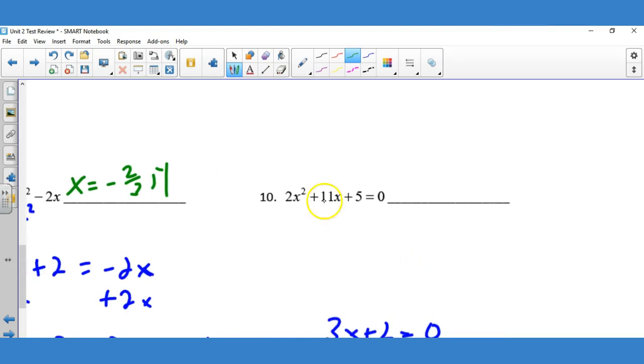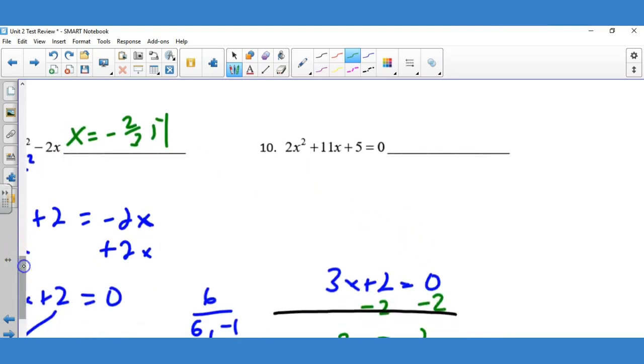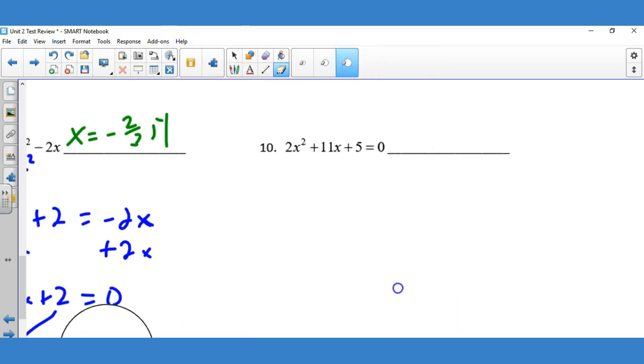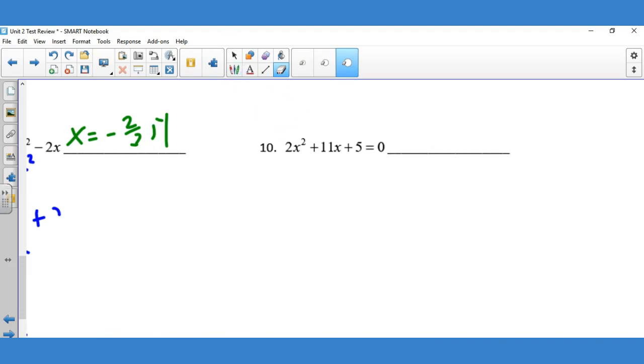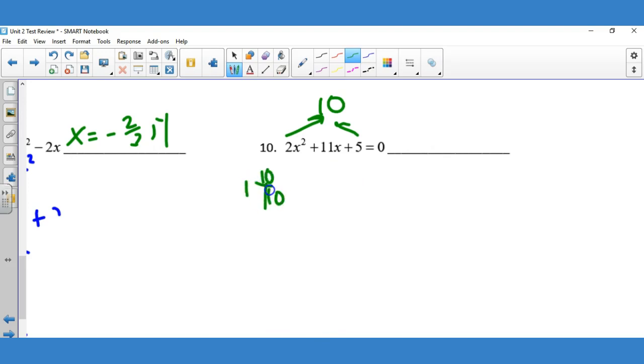Okay, 10. Let me make some space for writing purposes. Okay. Right here. That's not a 1. So now I got to take those two terms and multiply them to get 10. So now what are my factors of 10 that I add to give me 11? There's 1 and 10 and 2 and 5. But I know 1 and 10 equals 11 if I add them.